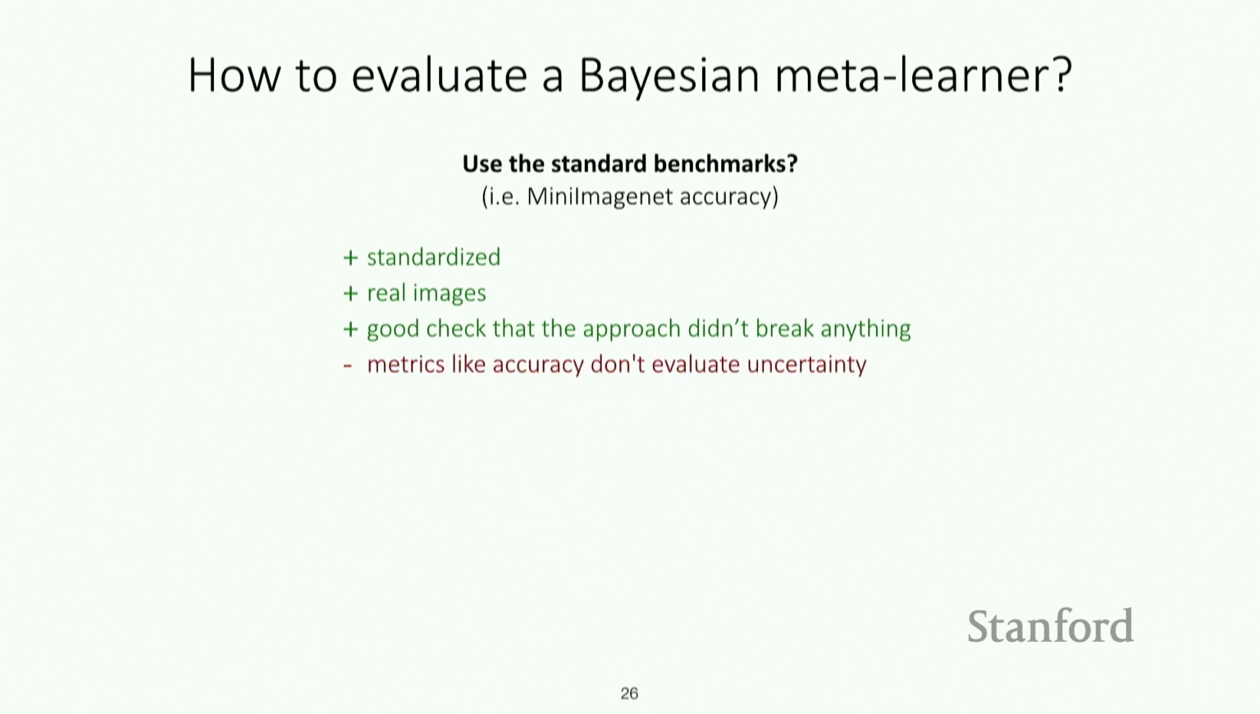The downsides that I had written down are, first, that metrics like accuracy don't actually evaluate things like uncertainty. As was mentioned, the tasks may not actually exhibit that much ambiguity. And lastly, uncertainty may not actually be that useful on this data set.